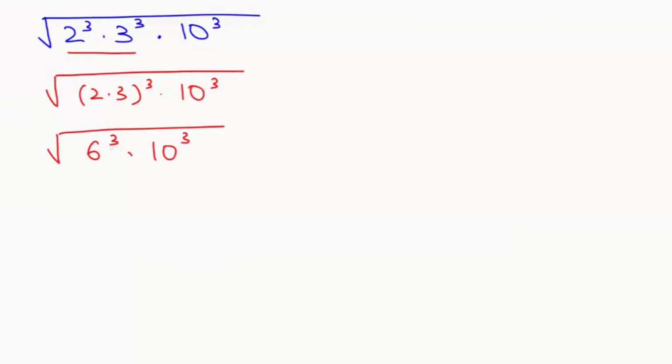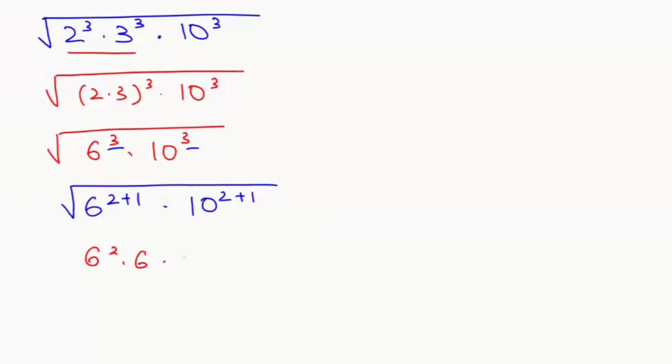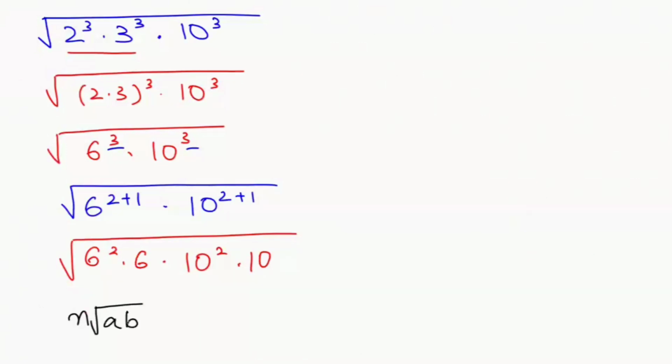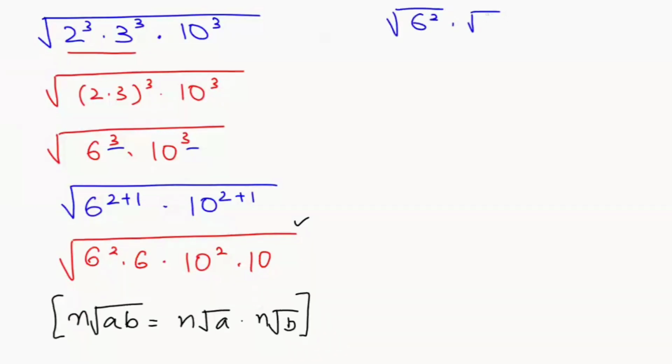Next, I'm going to split the power here: 6 to the power of 2 plus 1 times 10 to the power of 2 plus 1. Now I'm going to apply the same exponential rule here. So I'm going to express this as root of 6 to the power of 2 times 6 times 10 to the power of 2 times 10. Now here I'm going to apply the radical rule, that is, the n-th root of a times b can be written as the n-th root of a times the n-th root of b. So here this will be equal to root of 6 to the power of 2 times root of 10 to the power of 2. This I'm going to write in one root.